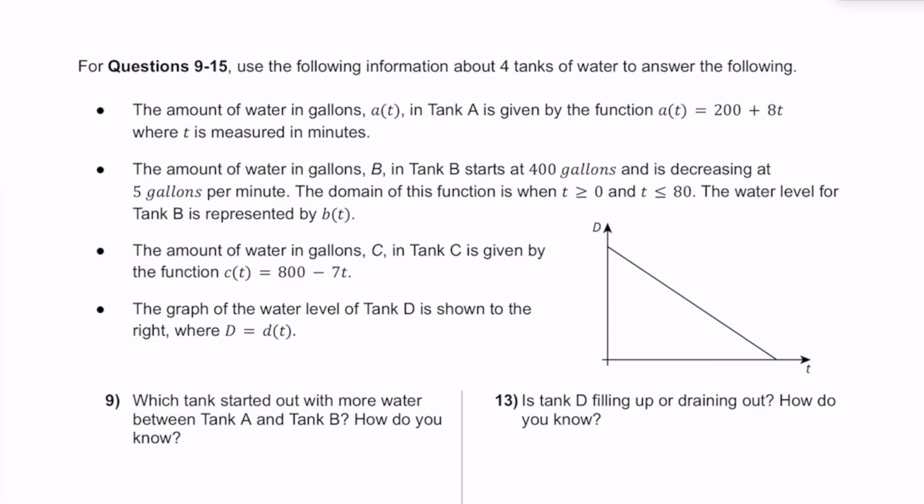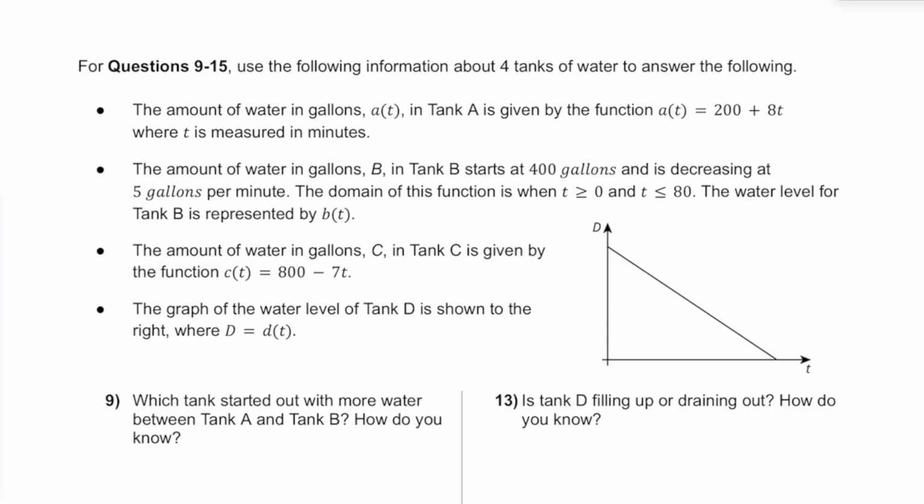So for questions 9 through 15, they're all going to be linked together. So it looks like we have 4 tanks of water. We have tank A, tank B, tank C, and tank D, okay? Now tank A, the amount of water in it is being represented by this A of T. For the tank B, we have B of T, looks like we have C of T and D of T. So all of these are functions in function notation letting us know how much water is left in the tank. And then T represents the amount of time measured in minutes for each of these scenarios, okay?